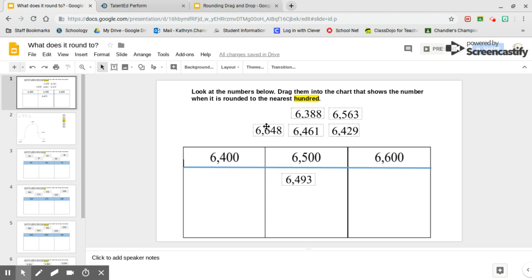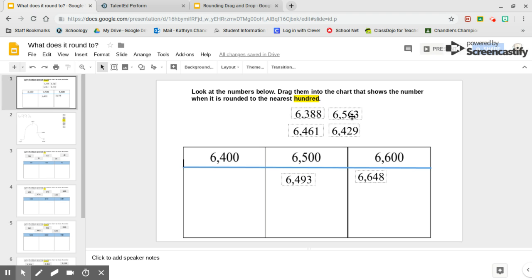Just do a quick little number line for all of these. I would have seen if I did a number line that 6,648 would round to 6,600. And the reason why I was able to do that in my head is because I know that when I look at the 48, I know that 48 is a lot closer to 0 than it is to 100. So I know that 648 is going to be a lot closer to 600 than it would be to the next one up, which would be 700.